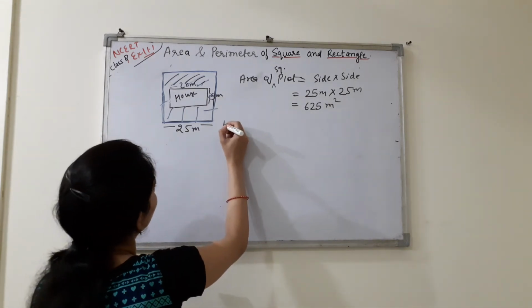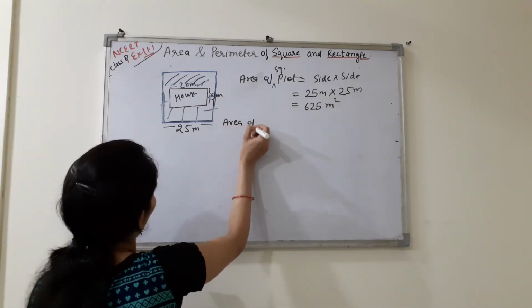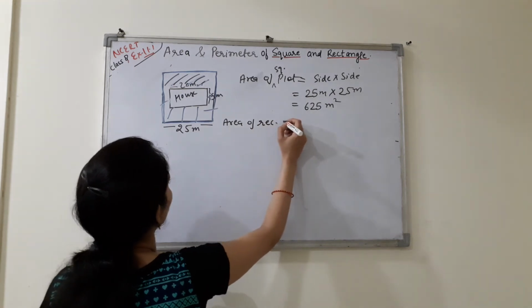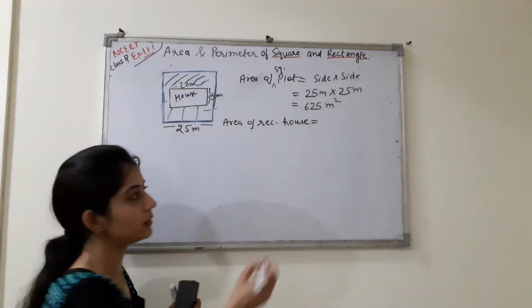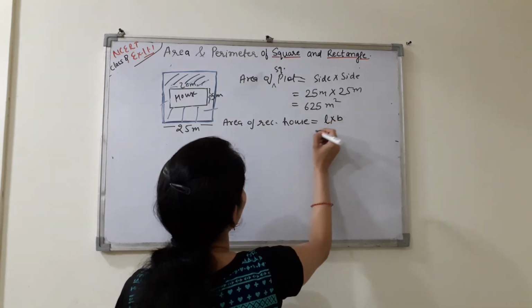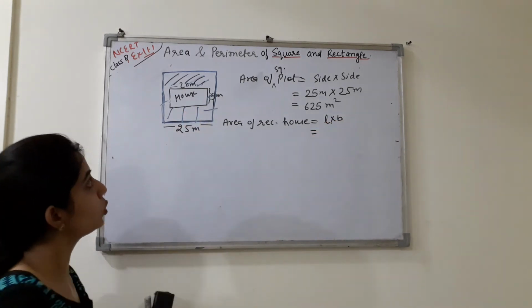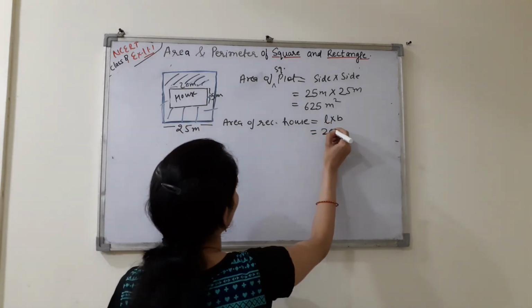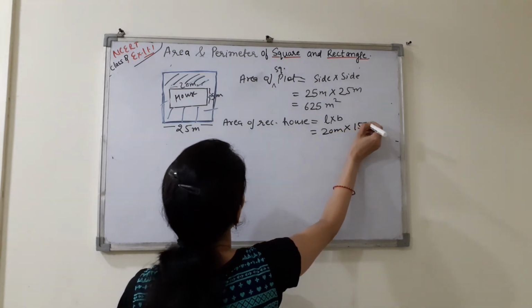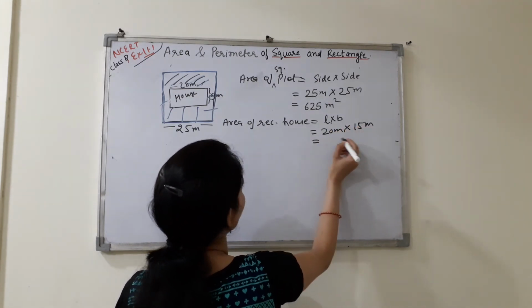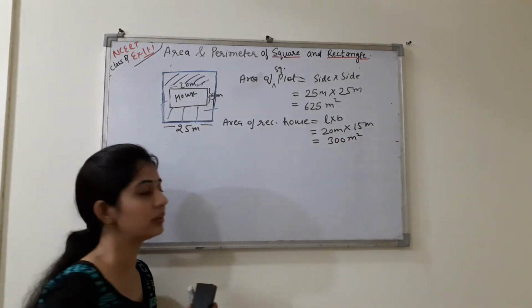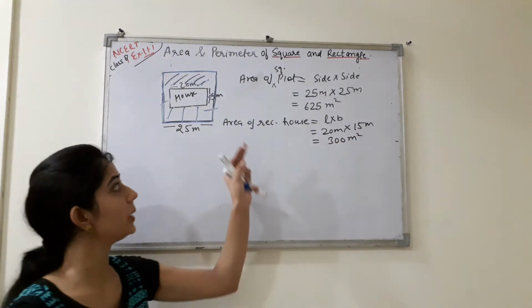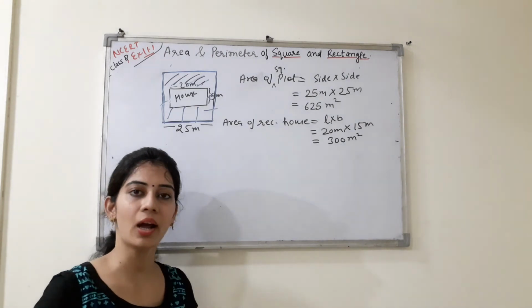Now you will find the area of the rectangular house. So what is the area here? Length into breadth. So what length have you given? 20. Breadth you have given 15 meter. So this is your 15 into 2, this is your 30. 0 will be there. 300 meter square will be the area of the rectangular house.